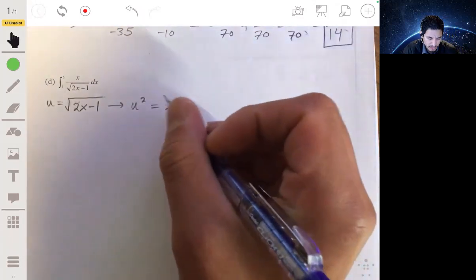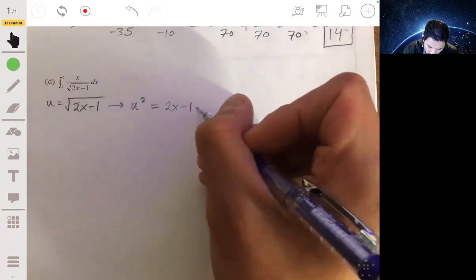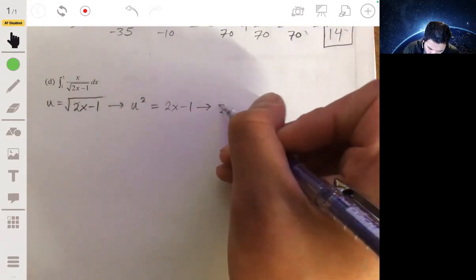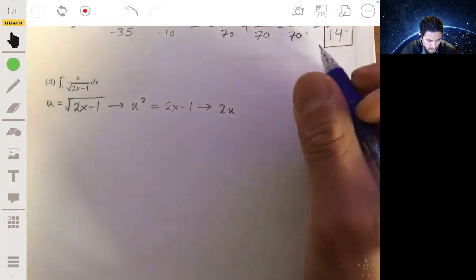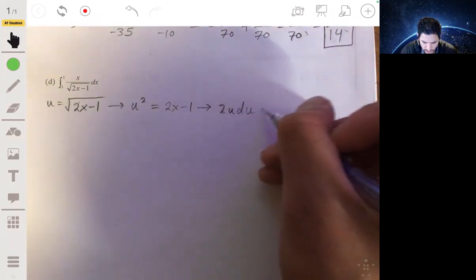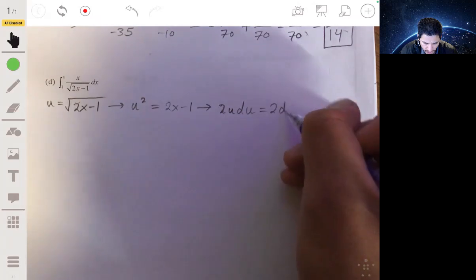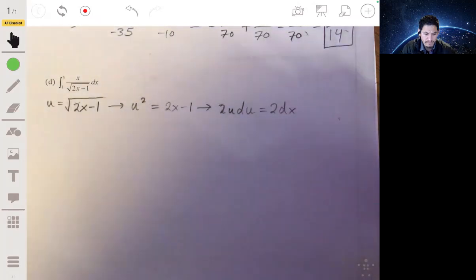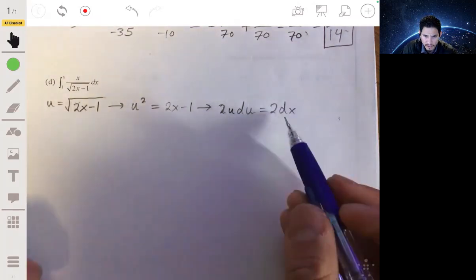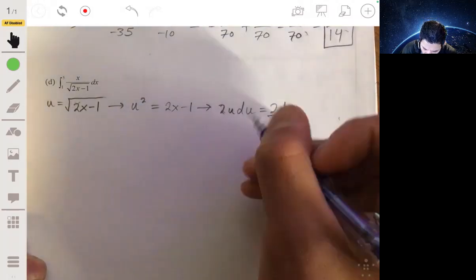And then we take the derivative of this, and we'll have 2u du will be equal to 2 dx. And then we just divide this by 2.